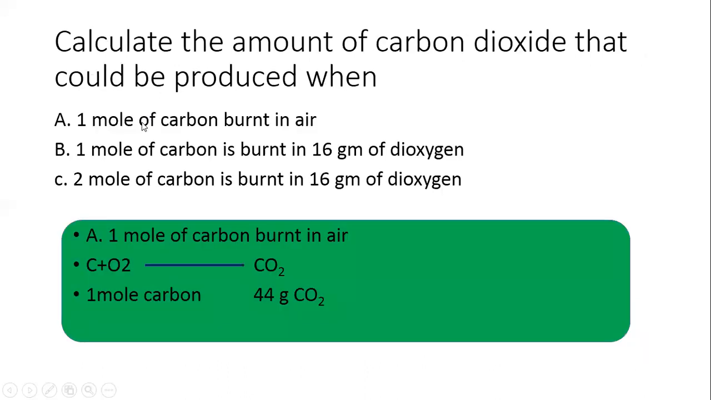Next, calculate the amount of carbon dioxide that could be produced when A, 1 mole of carbon is burnt in air, B, 1 mole of carbon is burnt in 16 gram of dioxygen, C, 2 mole of carbon is burnt in 16 gram of dioxygen. First, 1 mole of carbon burnt in air. Carbon reacts with oxygen to produce carbon dioxide. 1 mole of carbon से यहाँ पे 44 ग्राम ऑफ CO2 प्रोड्यूस हो रही है. तो यहाँ आंसर होगा कि when 1 mole carbon is burnt in air, 44 gram of CO2 is produced.